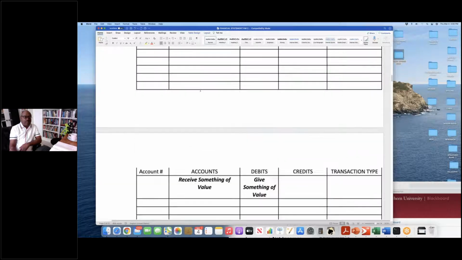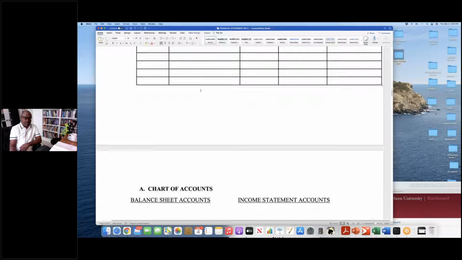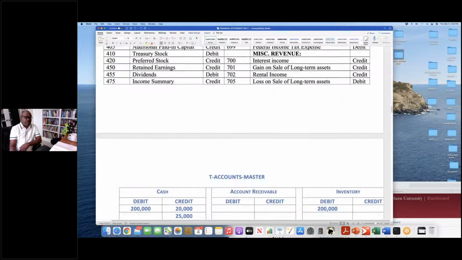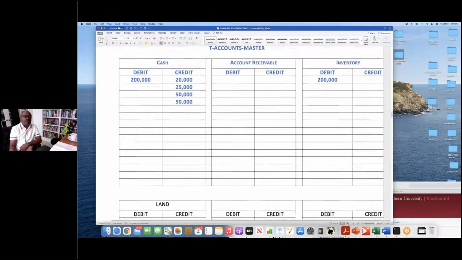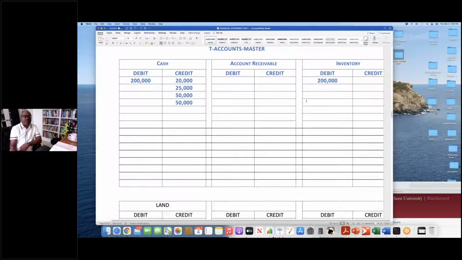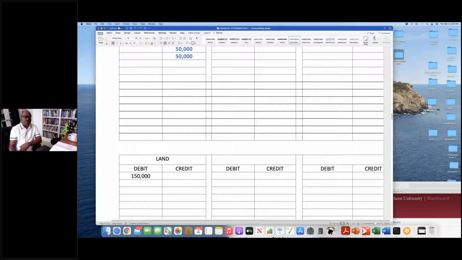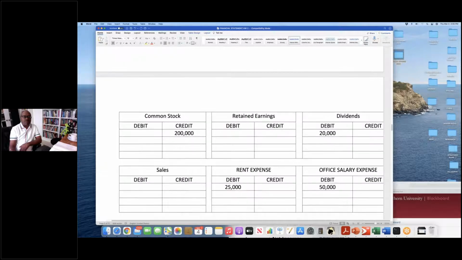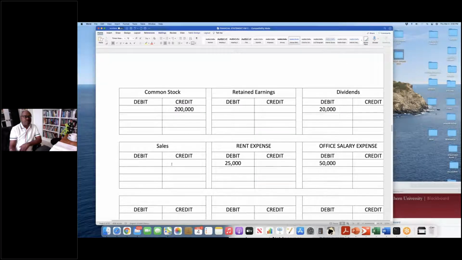Let's go ahead and post those. Where you gonna post them at? Accounts receivable, you're gonna put on the debit side of 250,000, and on the sales T you're gonna credit sales 250,000. Okay.